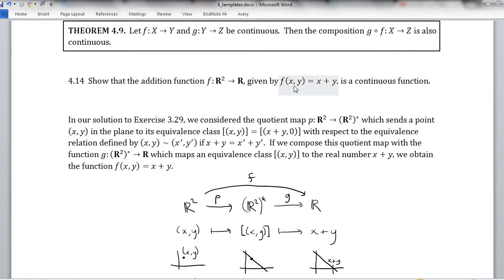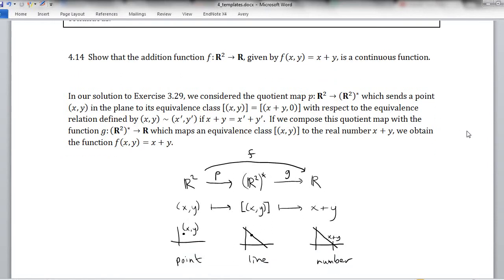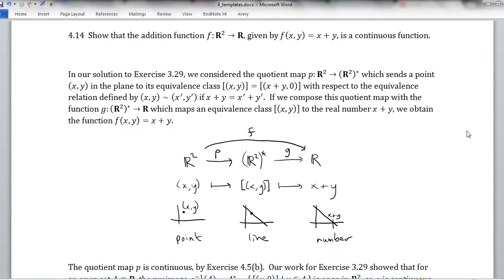All right, so my idea is to write this function f as the composition of two functions which I already know are continuous. And then it'll follow immediately from this theorem that f is continuous as well. So what are the two functions that I can compose to get f? Well, I'm going to use some of our work from exercise 3.29 in the last chapter, where we considered a quotient map P from the plane to a set of equivalence classes of points in the plane with respect to the equivalence relation defined by, well, two points are equivalent if and only if the sum of their coordinates is the same.